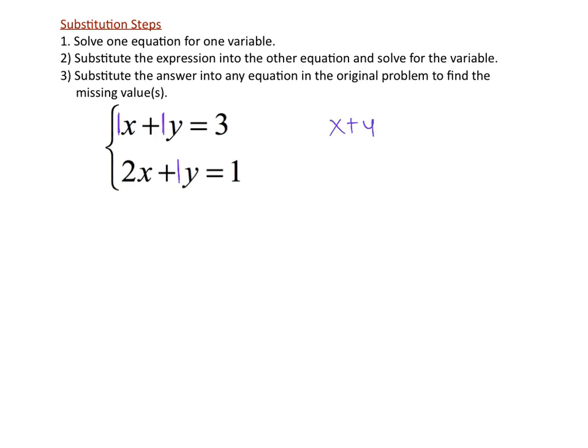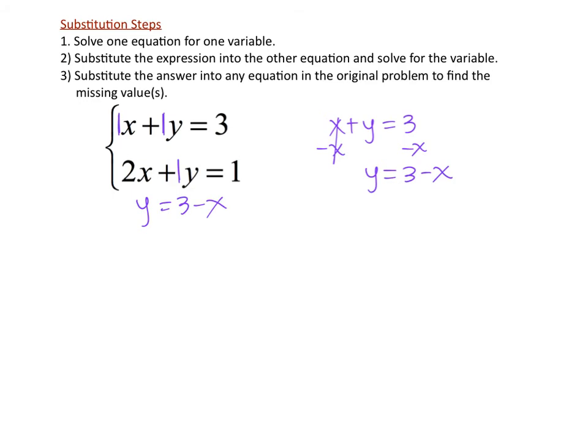So in this one, we can just subtract x from both sides. And then x minus x is 0, and then I have y is equal to 3 minus x. Those are not like terms, so I can't combine them. All right, so I have 2x plus y is equal to 1, and then I can just write this over here, y is equal to 3 minus x.